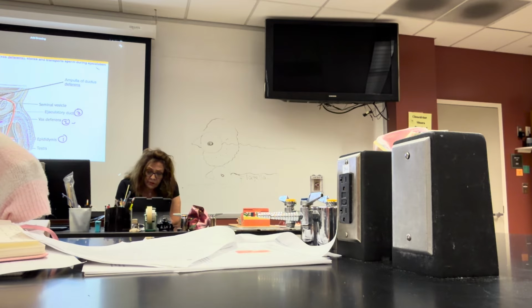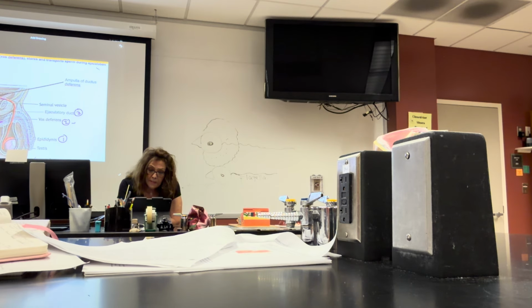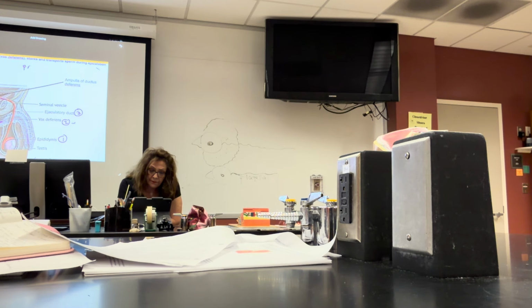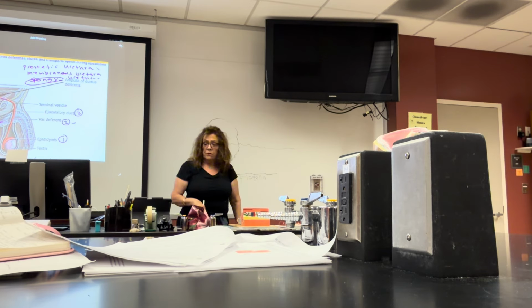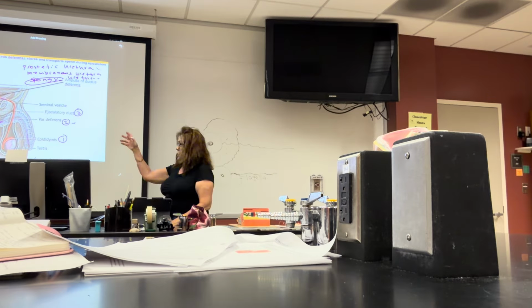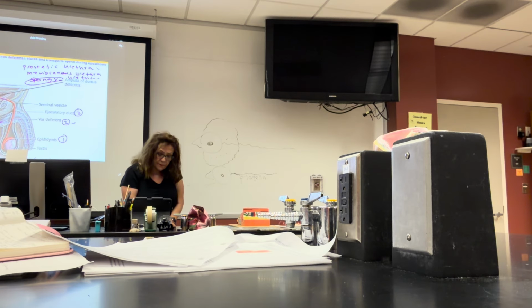After the ejaculatory duct becomes the prostatic urethra, membranous urethra, and spongy urethra. The reason they call it a spongy urethra is that the corpus spongiosum inside of it surrounds the spongy urethra.